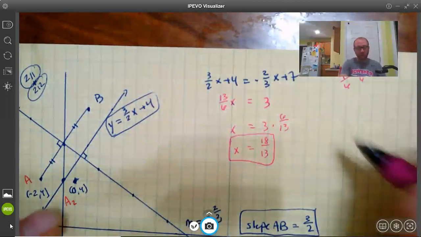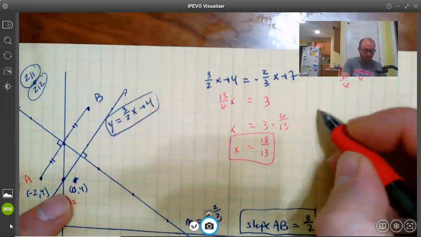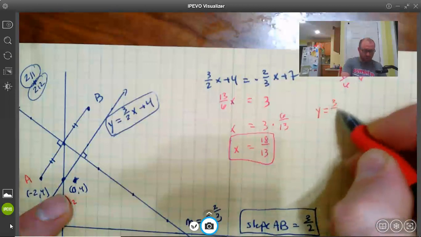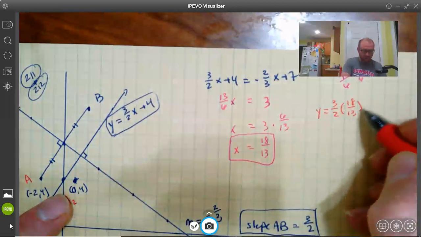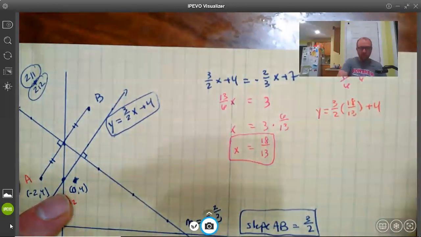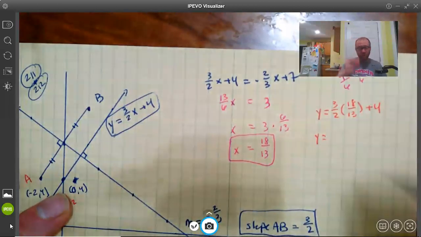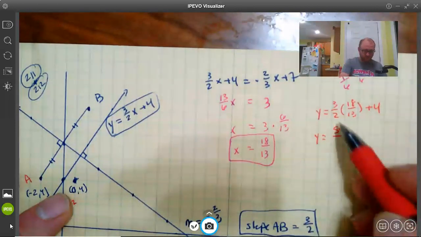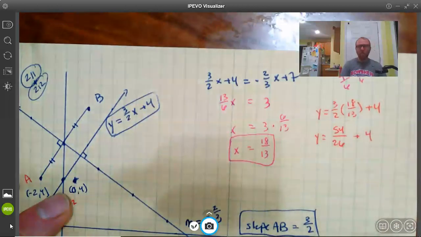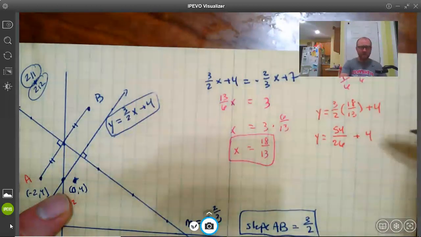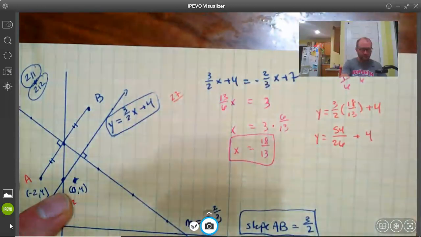Now we've got to plug that back into one of the equations to find our y coordinate. So let's see, we'll do this one over here. y equals 3/2 times 18/13 plus 4. So y is, see, 18 times 3 is 54 over 26 plus 4, 54 over 26. Let's see, that is 27/13.